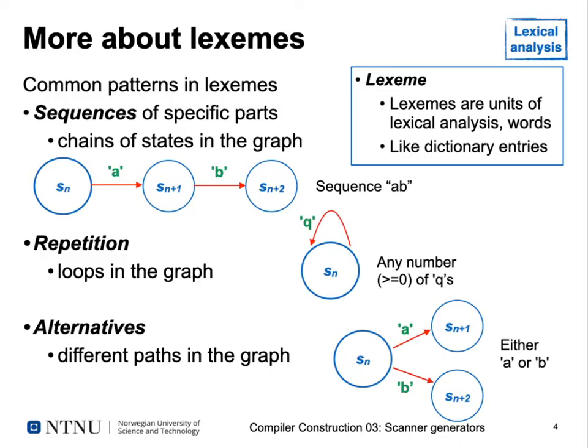And the third common pattern is to choose between alternatives. So choosing between alternatives means you have a single initial state, and from this state you have 2 or more outgoing edges, which indicate the different choices you can make. So if you want to recognize either an A or a B, you start with a state here, and then you have one edge accepting an A, going to a different state, and you have a different edge accepting a B, going to that state below here.